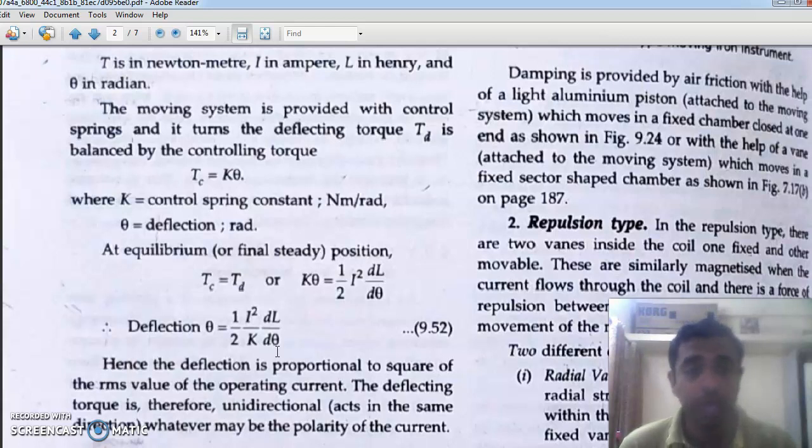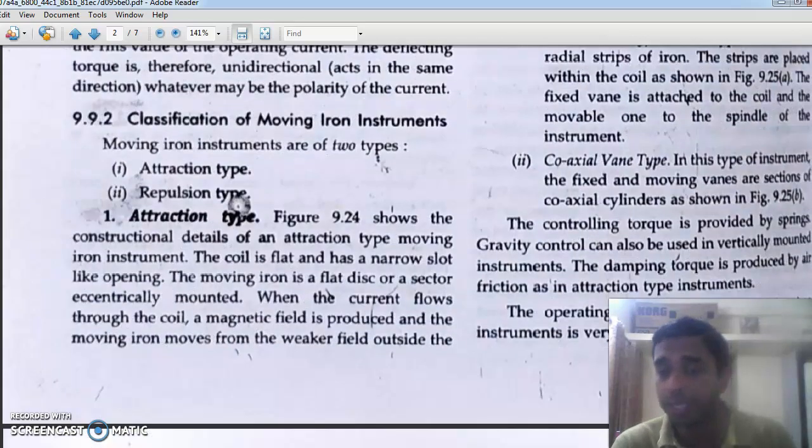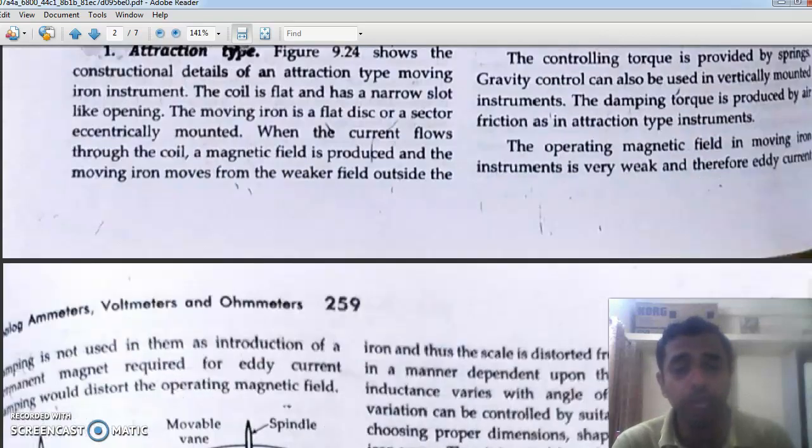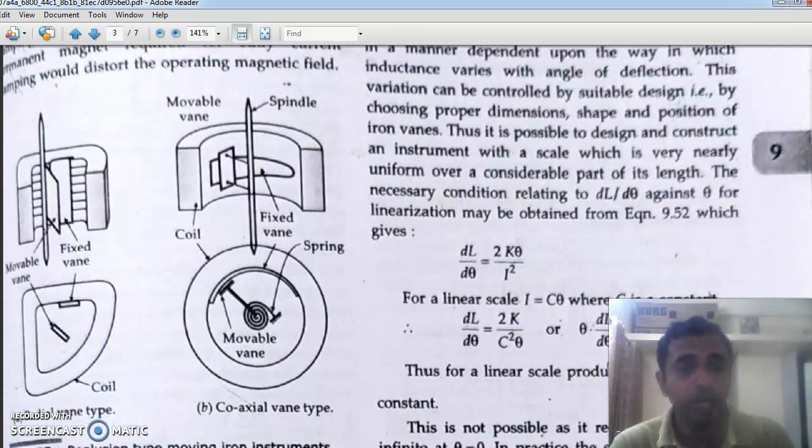That is the greatest disadvantage of this meter. In the moving coil meter it had a direct relationship, so the scale was uniform. Here the equation follows a square law, so the scale will not be uniform. There are two types of meters, attraction type and repulsion type. I'll explain using figures. First we'll see the attraction type. Sorry, where is the attraction type?